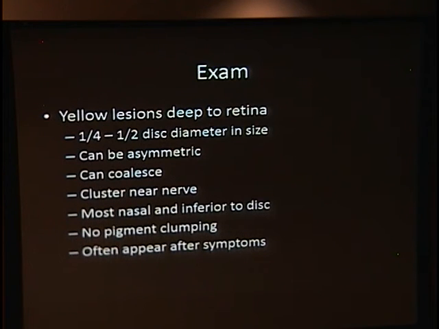On exam, Nick sort of pointed some of these out, but there are yellow lesions that are deep to the retina. They're usually smaller than a disc diameter. They can be asymmetric between eyes. They're often clustered closer to the nerve and most concentrated nasal and inferior to the disc. There's not really typically any pigment clumping on exam, and these often appear a little bit after symptoms. As Nick pointed out, our patient had a pretty blonde fundus. Sometimes these are a little more obvious on exam. If the patient has a darker fundus, they stand out a little bit more.